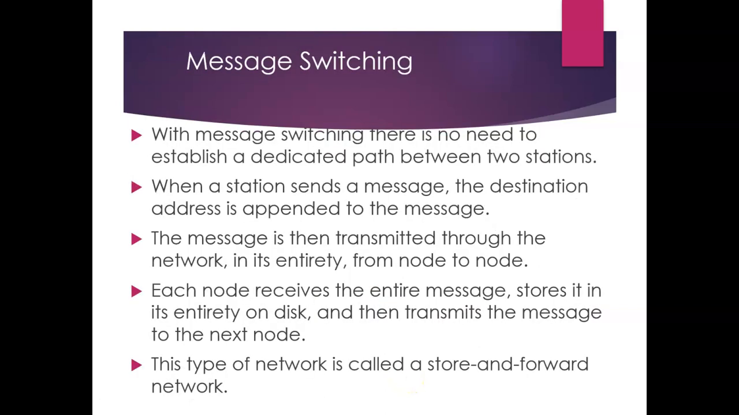Next is message switching. In message switching, there is no need to establish a dedicated path. When a station has a message, it sends it along the nodes. Each node receives the entire message, stores it on disk, and transmits the message to the next node. This type of network is called store and forward. Store and forward means if a particular node is busy, it will wait for some time, store the message, and then forward it.